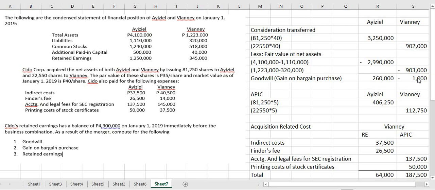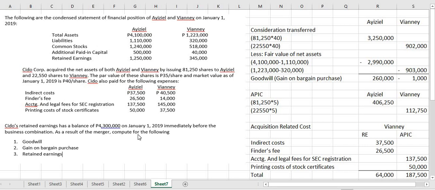Okay? So, di siya pwede net 259,000 of goodwill. No, di siya pwede. So, dapat separate din siya. So, 260,000 as a goodwill and then bargain na 1,000. Okay, so, kasi if i-combine mo siya, pag-compute, it will result to 259,000 goodwill. But, the presentation mo talaga is 260,000 goodwill and 1,000 na bargain. Okay?